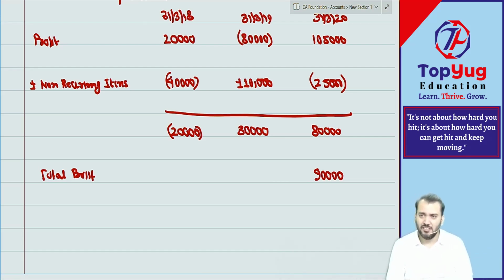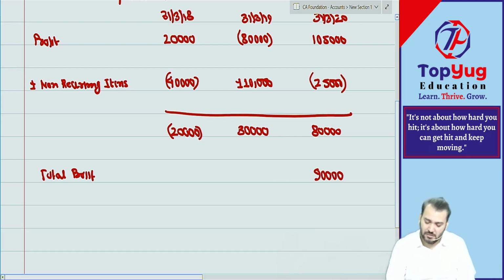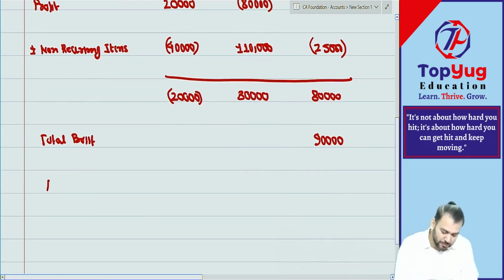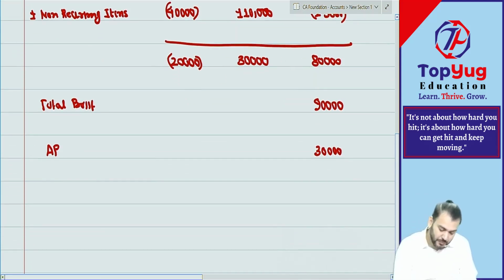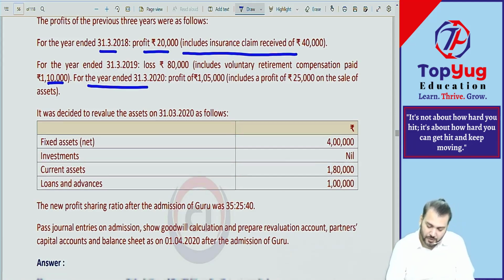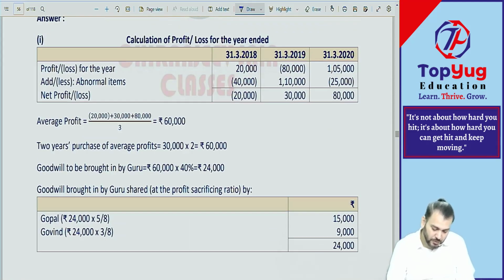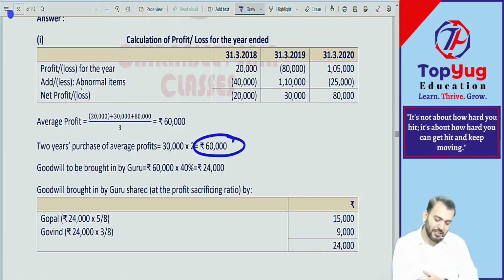What is this, Ray? What is this? Tell me, what is the average profit? 30,000. Which method have they asked? I think the average profit method only. So 30,000 into what? 2. So goodwill is equal to 60,000. Correct. What is the answer given? Check. 60,000. Correct.